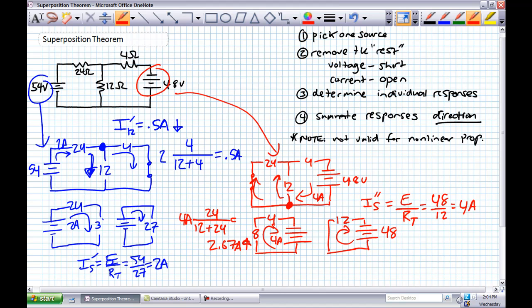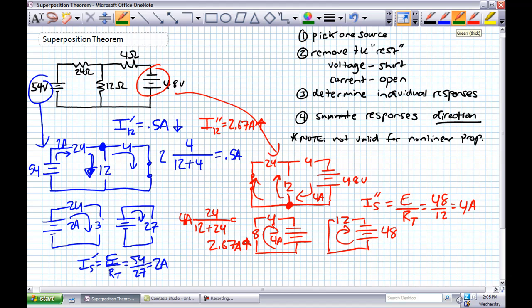Okay? We have basically determined the individual response for the current through the 12 ohm resistor given the 48 volt source. I'm going to put that answer right up here. I12 double prime, 2.67 amps up. Okay, so we have reached the end of our loop there because we are out of sources. We've done both sources. And now, number 4, summate responses taking into consideration direction.